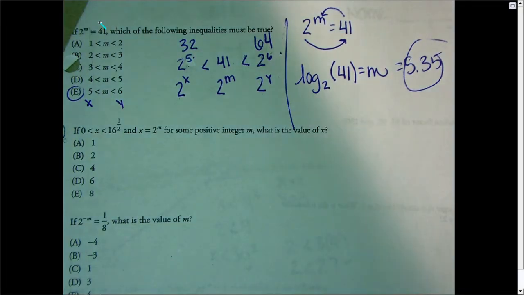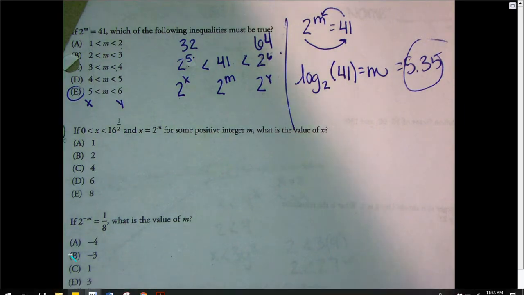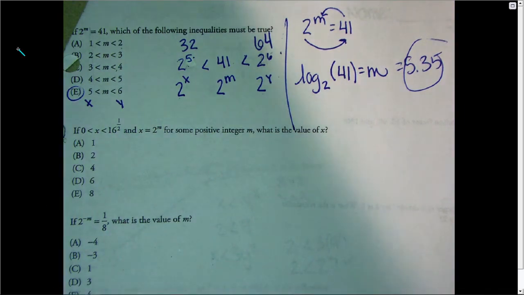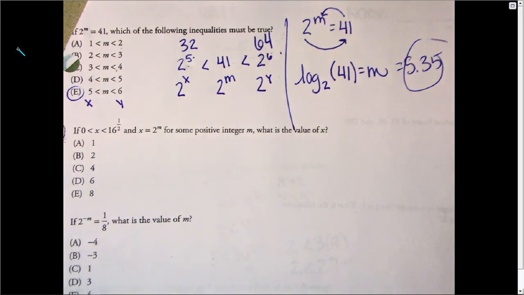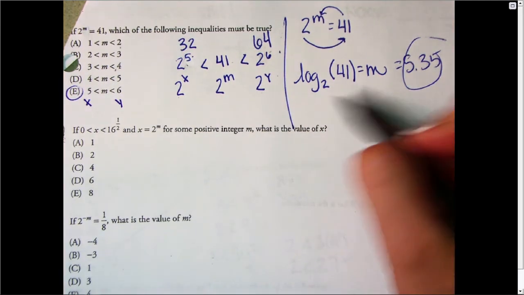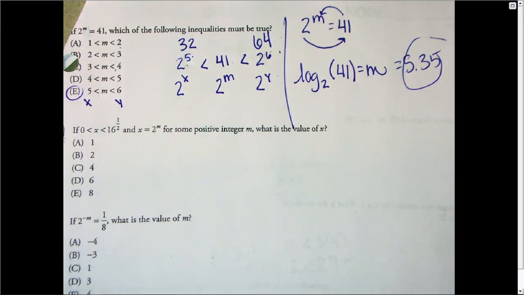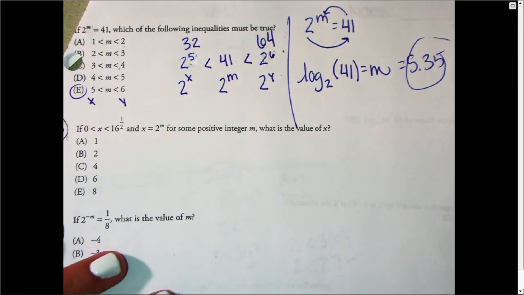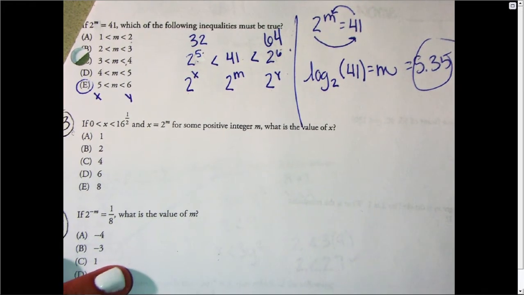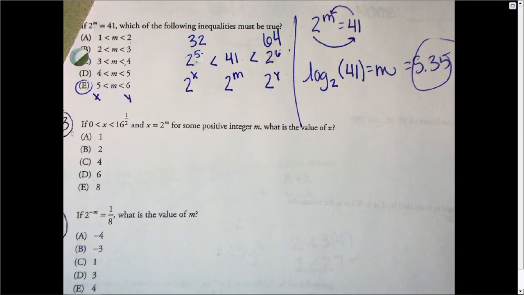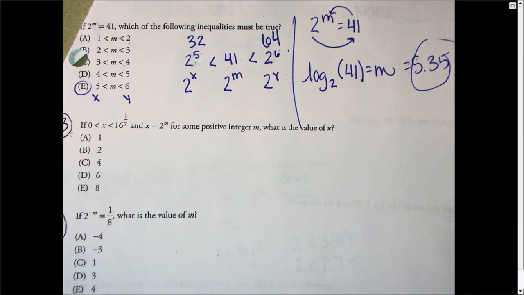Let me see if I can zoom this in. Oh, well, I can't. It's fine. So all you're doing here is using your calculator. If you don't know how to do it, you can always test your choices. All right, 13. If 0 is less than x is less than 16 to a half, and x equals 2 to the m for the positive integer m, what is the value of x?